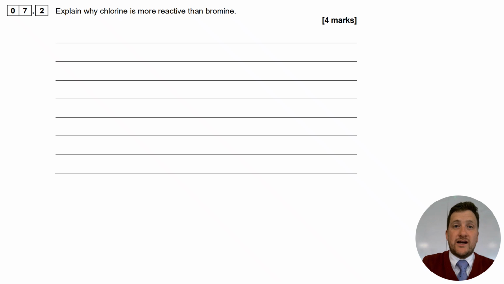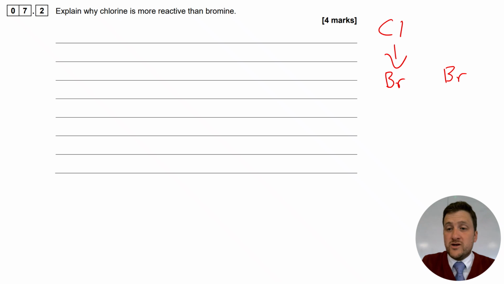Explain why chlorine is more reactive than bromine. Okay, this is one of those standard answers. It's either alkali metals or it's halogens. It's the two you need to understand. Don't worry about which way you do it. You can talk about chlorine being more reactive than bromine, or bromine being less reactive than chlorine. It doesn't matter which way round, you are still going to be doing the same thing. Okay? I'm going to talk about it from a chlorine being more reactive than bromine point of view, but it doesn't matter either way. You just change some of those words.